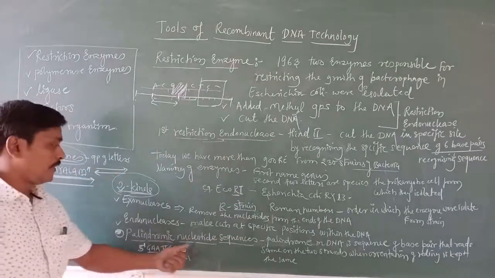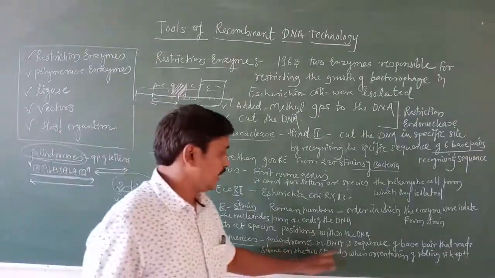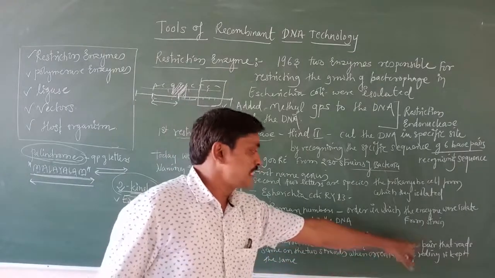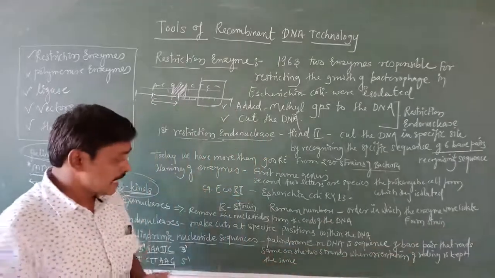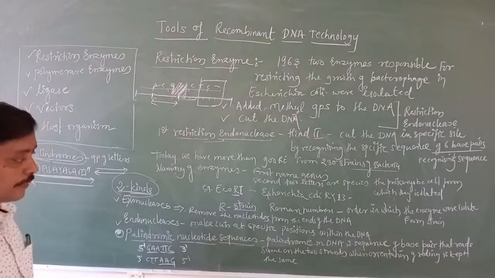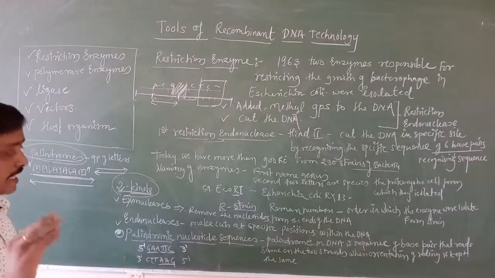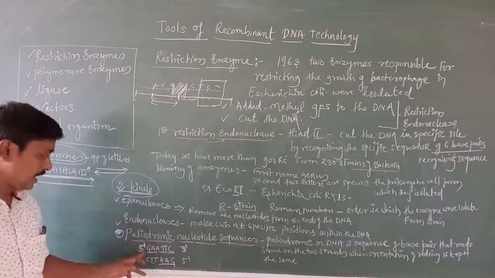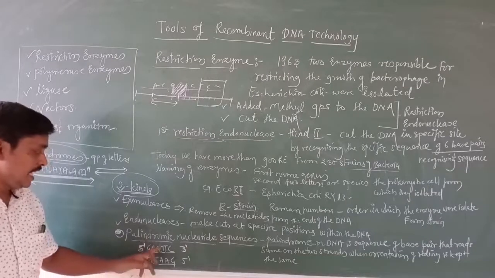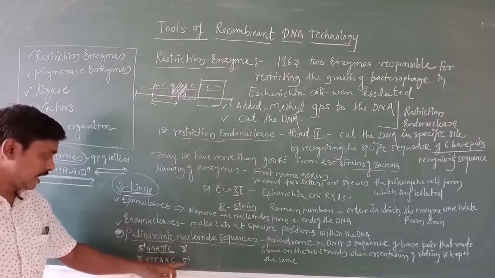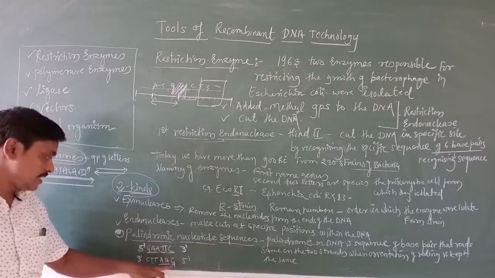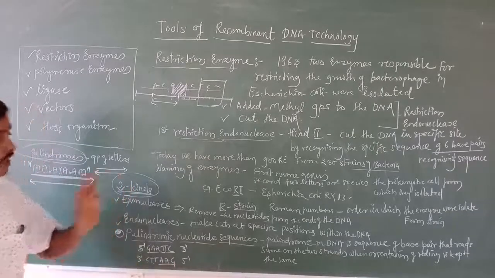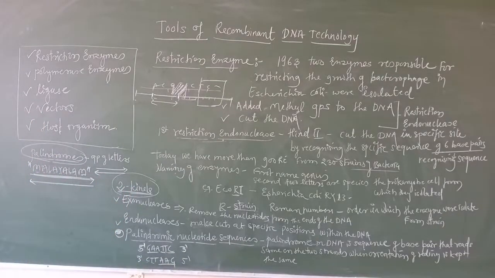What is a palindromic nucleotide sequence? A palindrome on a DNA is a sequence of base pairs that reads the same on the two strands when the orientation of reading is kept the same. The orientation of reading is kept the same. GAATTC, from 5' to 3', and when you go from the other strand, again GAATTC. This is about the palindromic sequence.